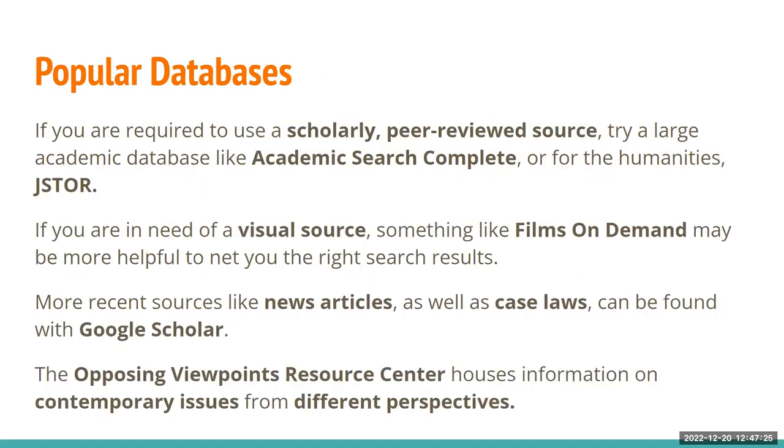If you're required to use a scholarly peer-reviewed source, try a large academic database like Academic Search Complete, or for the humanities, JSTOR. If you are in need of a visual source, something like Films on Demand may be more helpful to net you the right search results. More recent sources like news articles as well as case law can be found with Google Scholar. The Opposing Viewpoints Research Center houses information on contemporary issues from different perspectives.